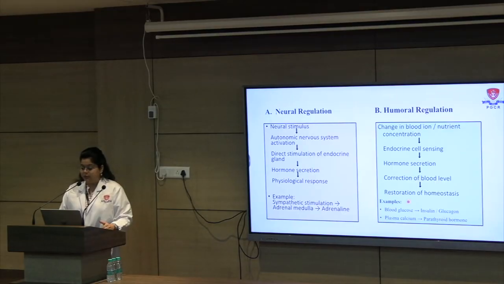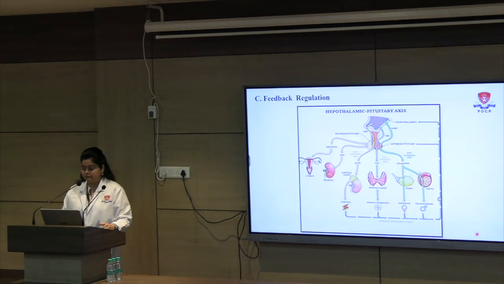Coming to the humoral regulation, this works on the principle of restoration of homeostasis. An endocrine cell senses the change in the blood ion concentration, leading to hormone secretion, thus correcting the blood levels. Examples are the pancreatic hormones, insulin and glucagon, balancing the blood glucose level, and the plasma calcium level is balanced by the parathyroid hormone.